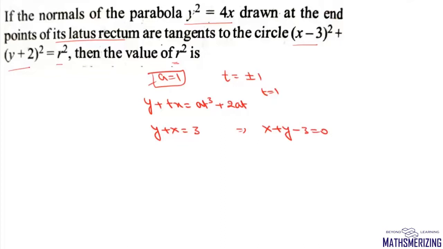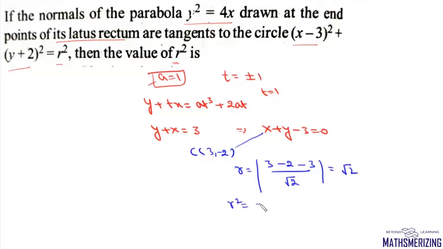Now it says this normal is tangent to this circle. So for this circle, the center is at (3, minus 2). And if this line is tangent to this circle, then the perpendicular distance from the center must be equal to its radius. So we can write r equals |3 minus 2 minus 3| upon root 2. So it will simply be root 2. So the value of r squared will be 2. So the answer to this question is 2.